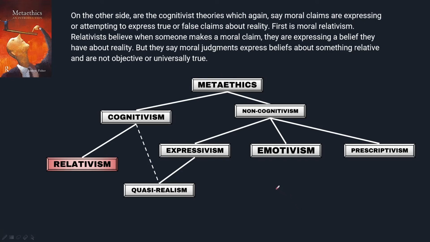On the other side, there are cognitivist theories, which again say moral claims are expressing, or attempting to express, true or false claims about reality. First is relativism. Relativists believe when someone makes a moral claim, they're expressing a belief they have about reality. But they say moral judgments express beliefs about something relative and are not objectively or universally true.